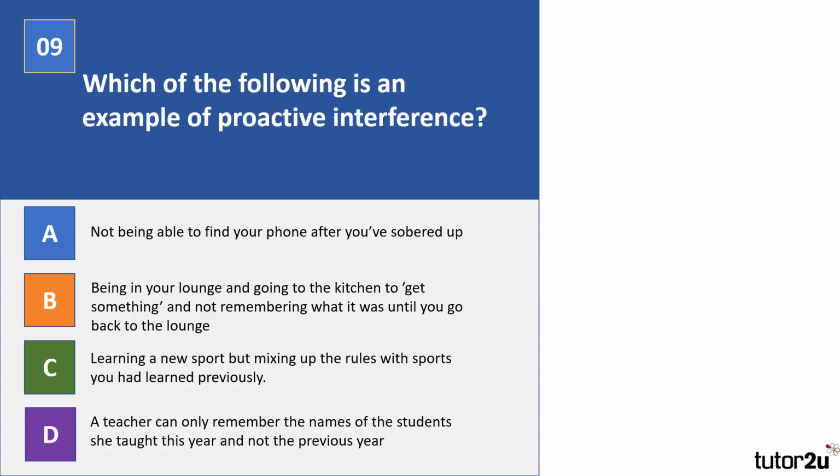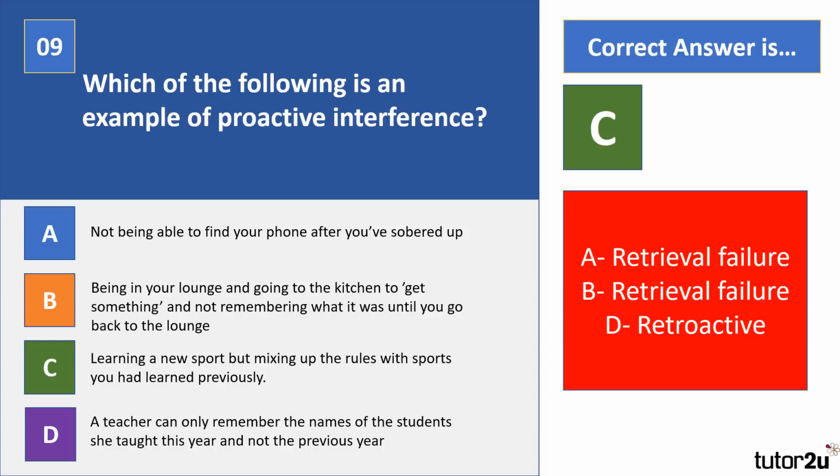Okay, question 9. Which of the following is an example of proactive interference? Pause the video now and take a moment to read through all of these different examples. All right, the correct answer there is C, learning a new sport but mixing up the rules with sports you had learned previously. A on the examples here is retrieval failure, an example of what we call state-dependent forgetting. B is also retrieval failure, but this time it's the context cues, or the lack of them, that are responsible for the forgetting. C, like we've said, is an example of proactive interference, and D here is retroactive, with the new names interfering with the teacher's ability to remember the ones previously learned.